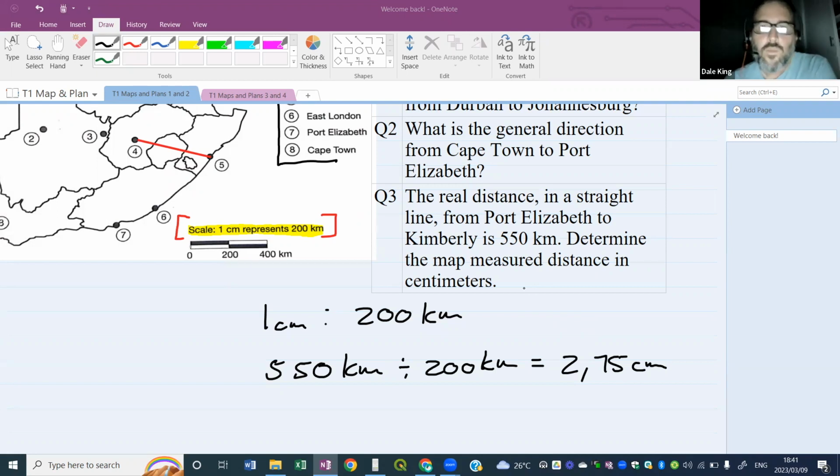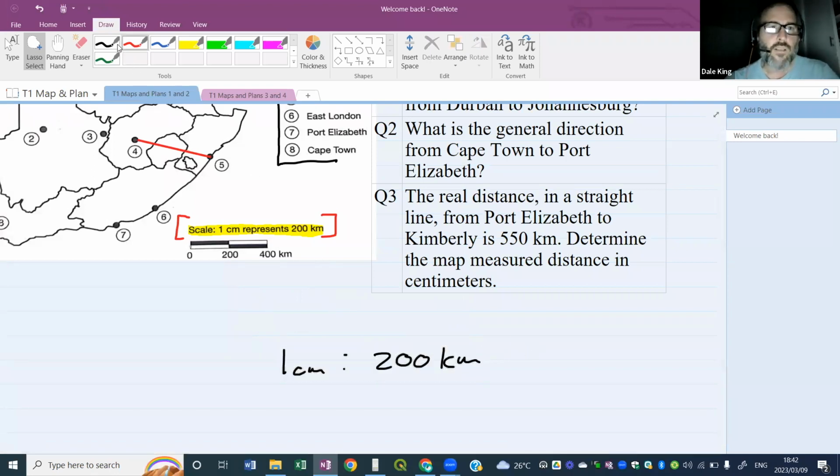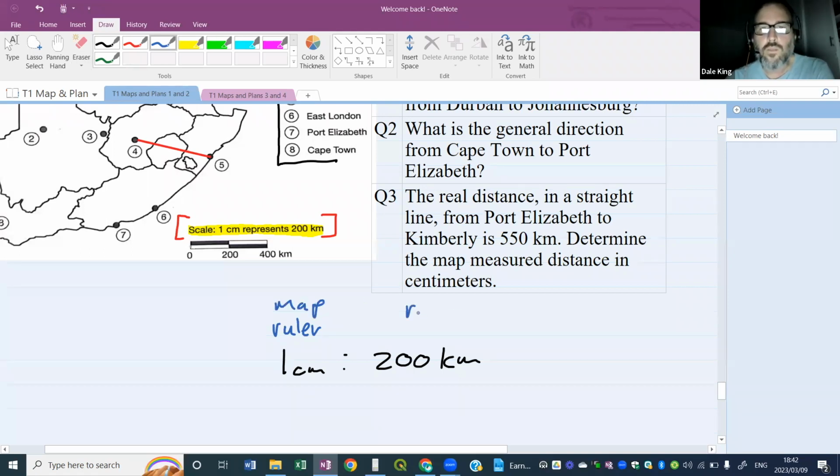So let me take this bottom line away, and I'm going to bring the scale out for you here. Let's talk about this scale quickly. This scale that we get from this bar scale here says 1 centimeter represents 200 kilometers. If we look at the scale, the number on the left is the map measured or ruler on my map. The number on the right is the real world distance.